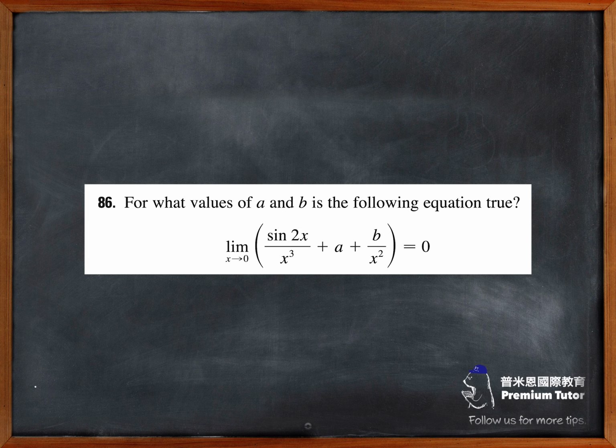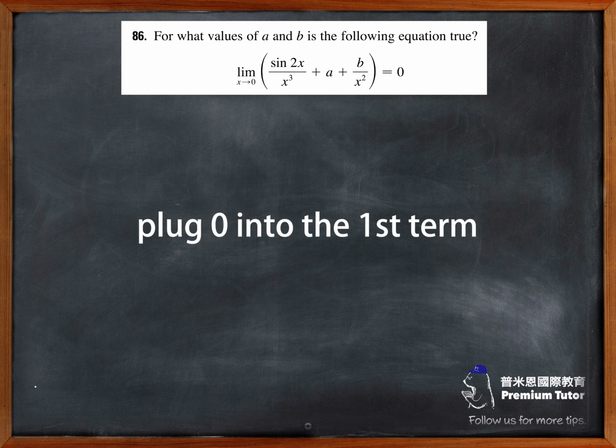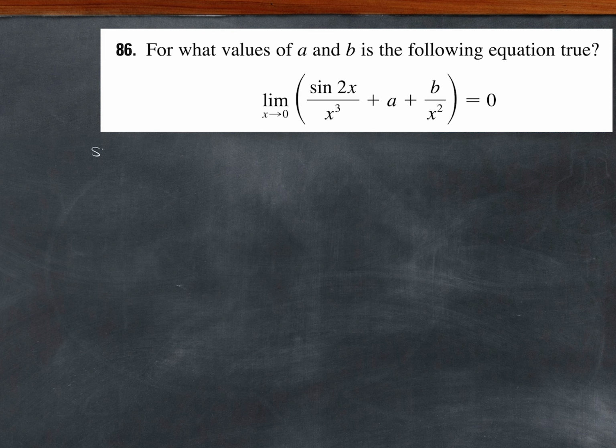Well, at first sight, it might look a little bit weird because if we try to plug 0 into the first term, we will get something like sine 0 over 0 cubed. It's basically just 0 over 0. So that means we're having an indeterminate form here, right? This is the time when we should use L'Hopital's rule to deal with the question.